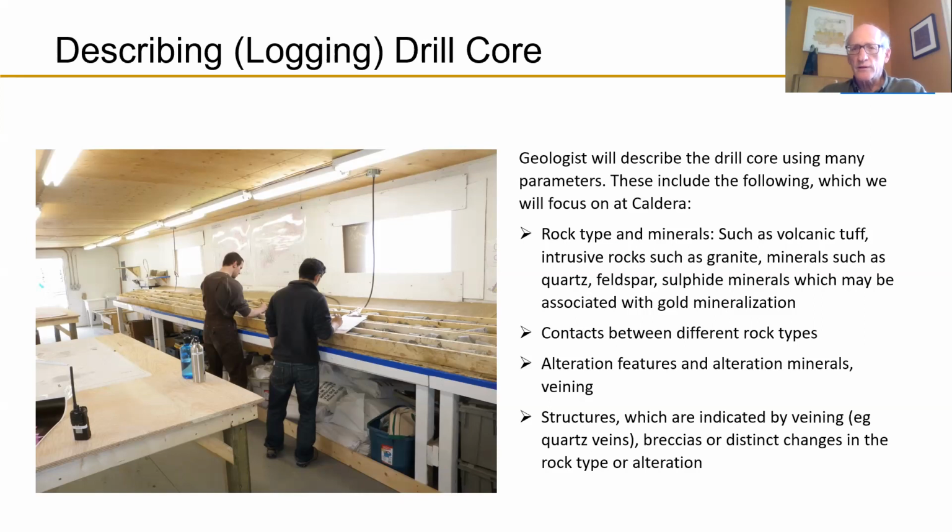Also, the geologist will log the contacts between different rock types to indicate changes that occur. And then very importantly, the alteration features and minerals that occur, as well as the structures, because the alteration and the structures are two of the key things associated with the gold mineralization. Structures are indicated by the veining, breccia, broken rock, changes in rock type as well. I'm going to go into some detail on each of these features as we go through this video.